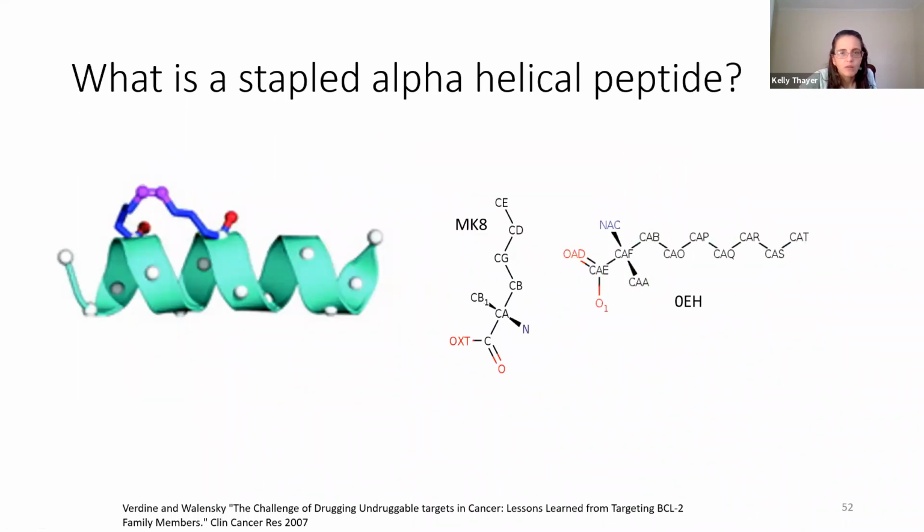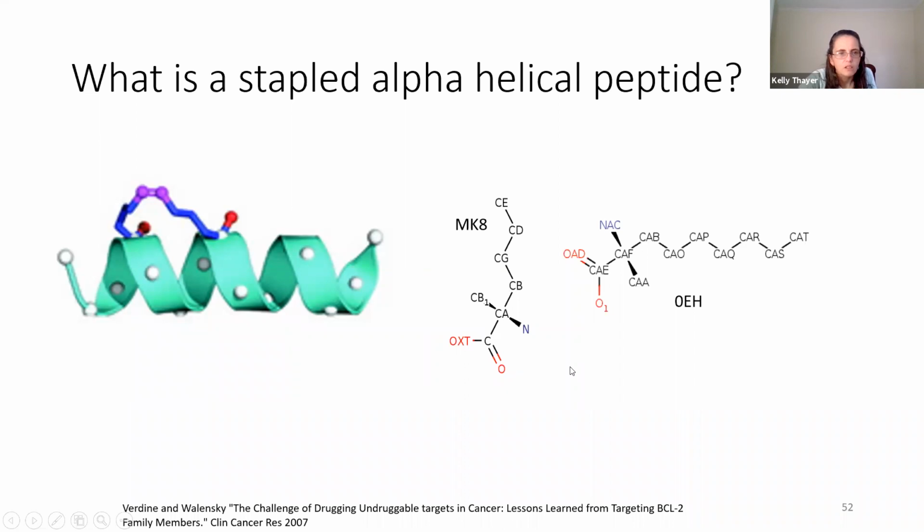What is a stapled alpha helical peptide? These are the kinds of drugs that we're trying to design. So typically when we have a normal peptide, which is a piece of a protein, one of the conformations that it could have is this alpha helical shape. So a regular alpha helix would not have this link between the parts. This is called a stapled alpha helical peptide because the side chains that are coming off of the peptide can form a covalent bond and therefore will lock this alpha helical peptide into that shape because it's linked between the two sides.